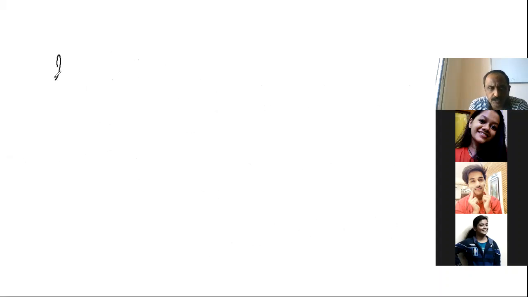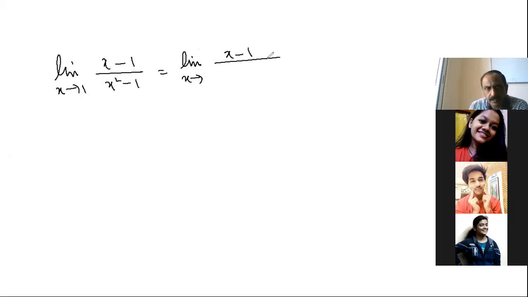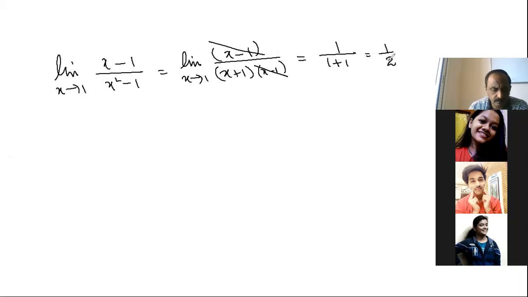All the questions that you are going to have now: limit of (x minus 1) upon (x square minus 1) as x approaches 1. Look at this: x minus 1 upon (x plus 1) into (x minus 1). Now x minus 1 you can cancel off. You will be getting 1 plus 1, and hence the answer is 1 by 2. Is it okay? Yes, sir.